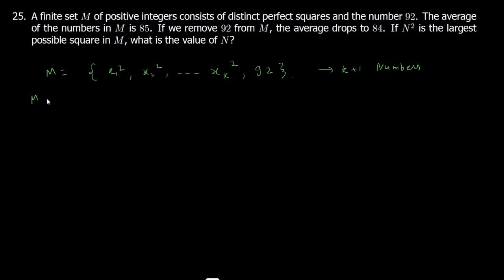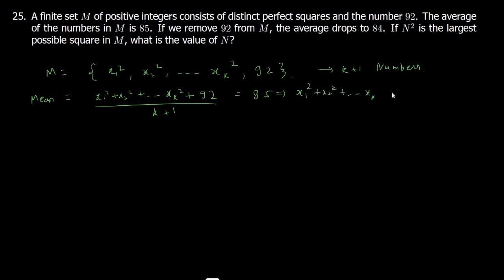Let us find the mean average. The mean would be x1 square plus x2 square and so on till xk square plus 92, whole divided by k plus 1, is equal to 85. Let's cross multiply this to get a relation: x1 square plus x2 square and so on till xk square plus 92 is equal to 85 times k plus 1. Let me write it as equation 1.